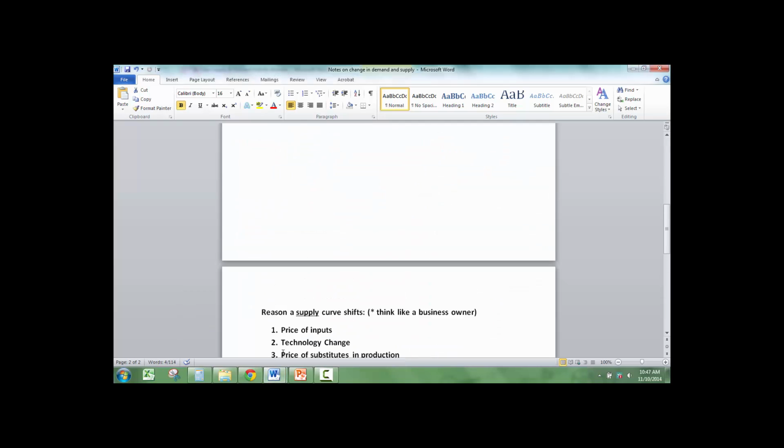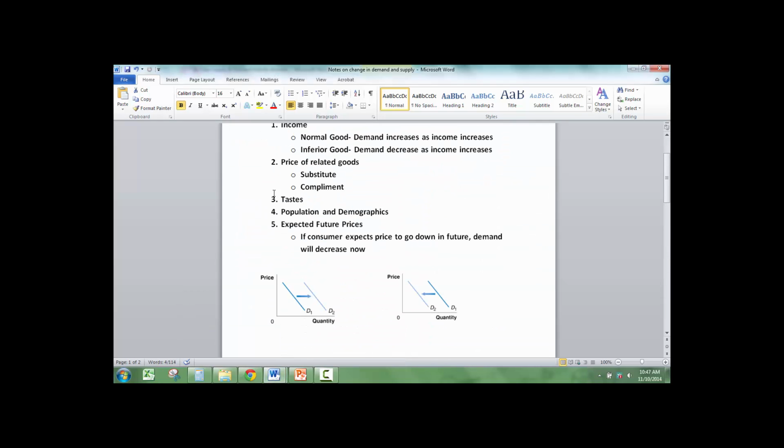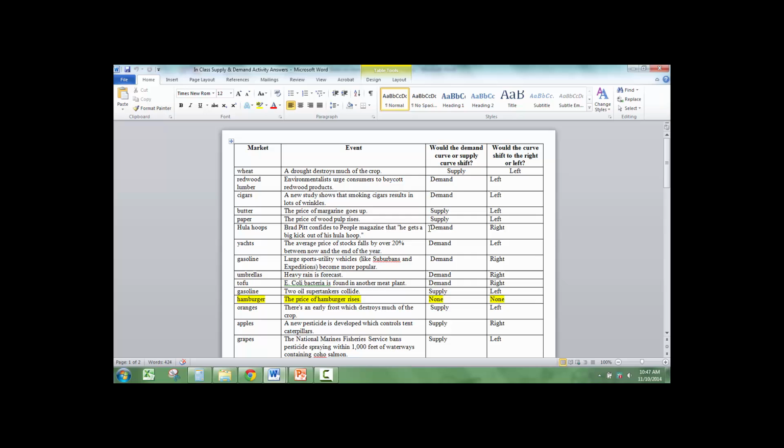So go back to my notes here. It's trying to change their tastes. So that's going to decrease demand or shift left. A new study shows smoking cigars causes lots of wrinkles. People are going to feel like, oh, I don't want lots of wrinkles. So that's going to cause demand to shift left or go down.